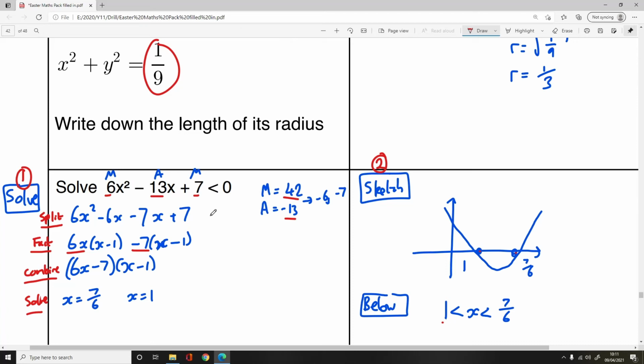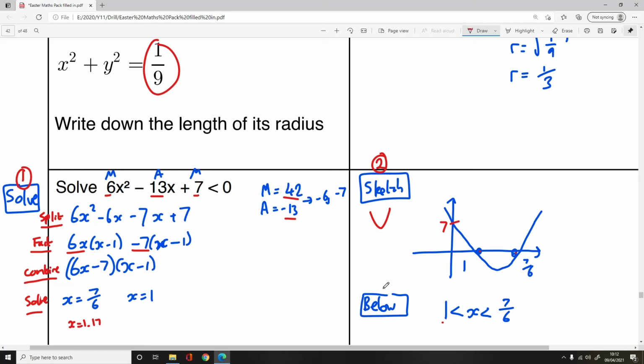Step 2, sketch it. So this is a positive quadratic. I know that because it's 6x squared, it's not minus 6x squared. So its general shape is a U shape. I know it goes through the x-axis at 1 and 7/6 because that's what we just worked out. So I mark them on the x-axis and I have a U shape that goes through them. So that's a quadratic sketch. Y-axis it goes through at 7 for what it's worth, but you don't need that.